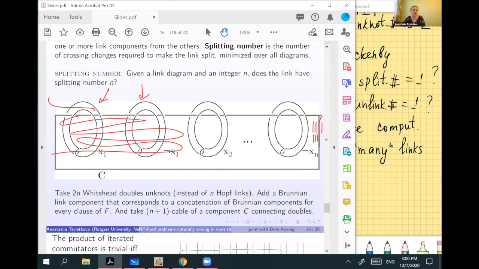So I'll stop here. In a way it's a really simple idea, but then of course, when you start writing it down, you have to take care of all these things.